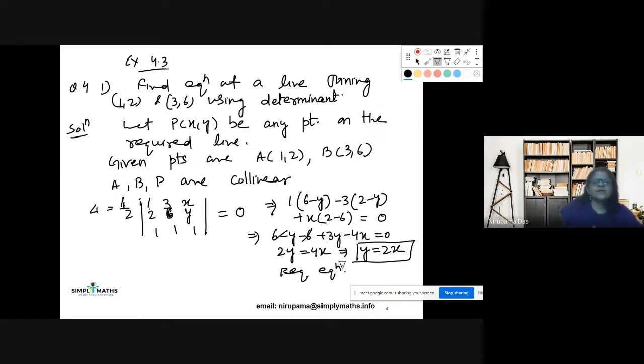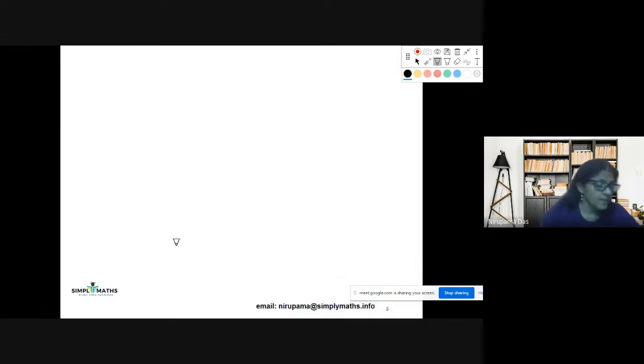Similarly, you can take the second part. So whenever you have to find the equation of a line joining these points using determinants, basically we are applying area of the triangle equals 0. Okay, this is one type. The second type of question is question number 3 of the NCERT textbook, exercise 4.3. Find the value of K. The area of the triangle is given.